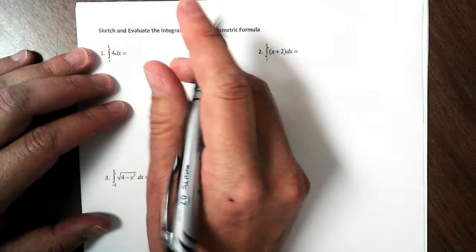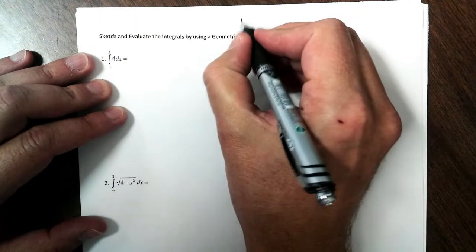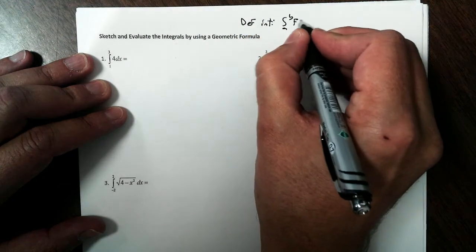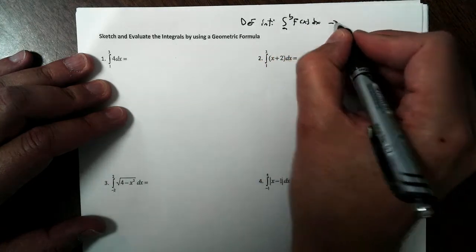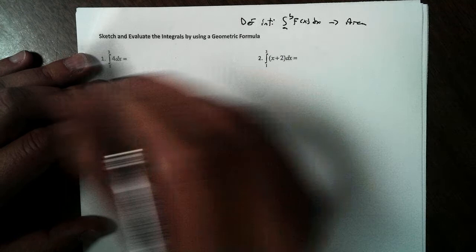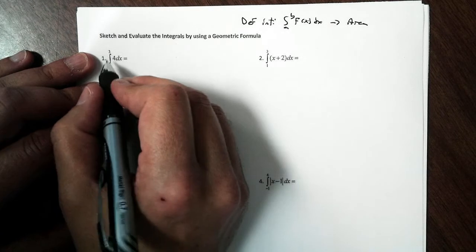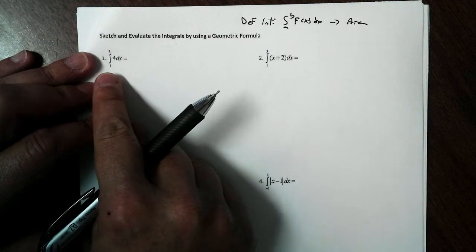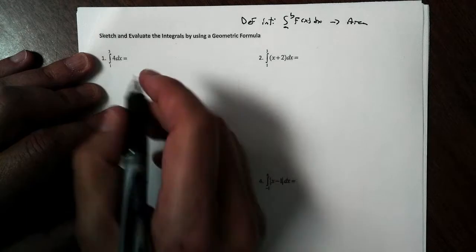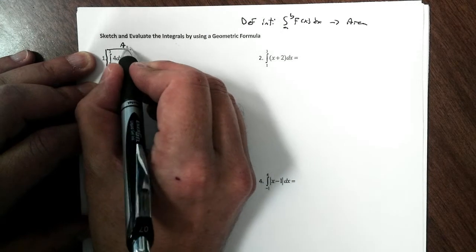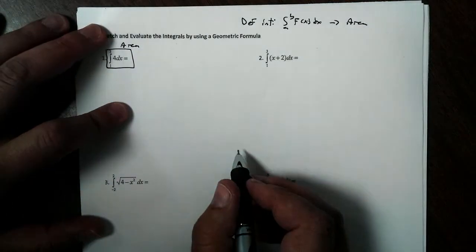Alright, so now we're going to take a look at how we can find the area using geometric formulas. The important thing to remember is that the definite integral from a to b of f of x dx just finds the area under a curve. That's all its job is to do. So when I see an integral that says I want to find the area from 1 to 3 of my function, I know right away all they want me to do here is to find the area.